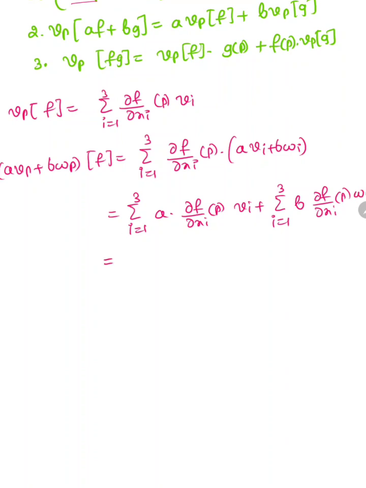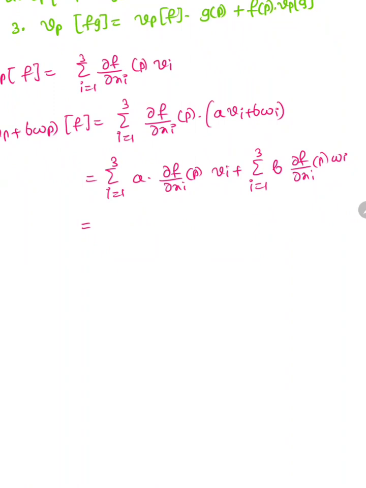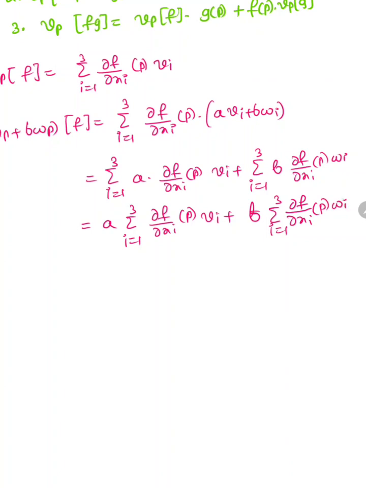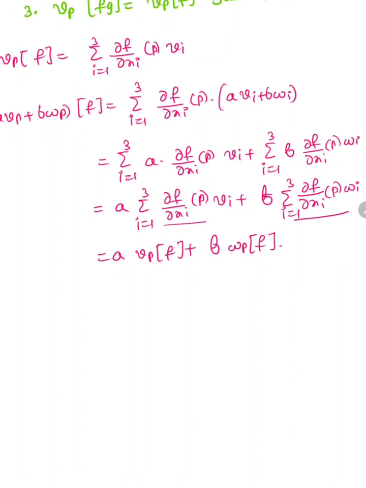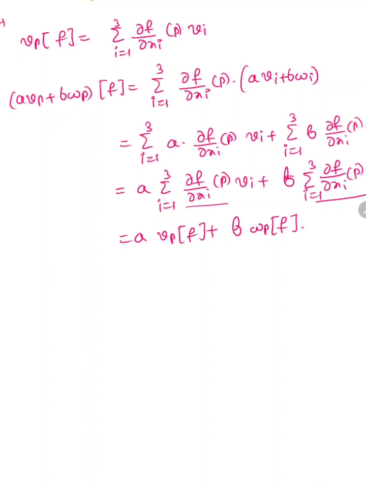As A is not involving the ith term, I can take A out: the summation i equal to 1 to 3 of dou f by dou xi at the point p into Vi, plus B taken out, the summation i equal to 1 to 3 of dou f by dou xi at the point p multiplied by Wi. So from the definition of directional derivative in terms of partial derivatives, this can be written as Vp of f, and similarly this can be written as Wp of f. This is how we will prove the first property, which is in terms of linear combination of tangent vectors.